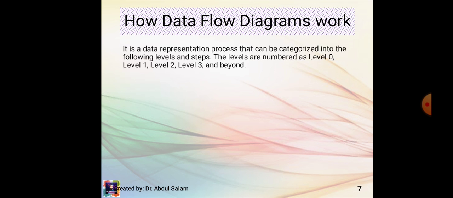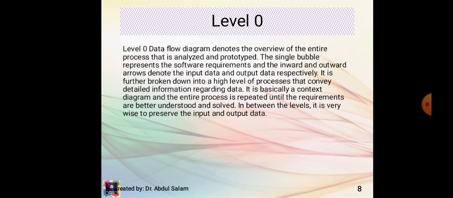How do data flow diagrams work? It is a data representation process that can be categorized into the following levels and steps. The levels are numbered as level 0, level 1, level 2, level 3 and beyond. Level 0: the data flow diagram denotes the overview of the entire process that is analyzed and prototyped.